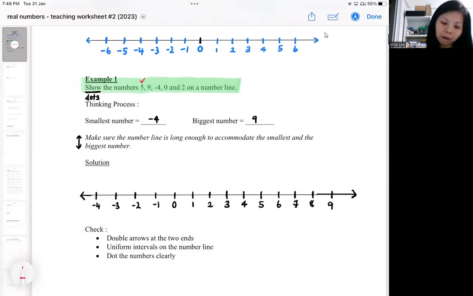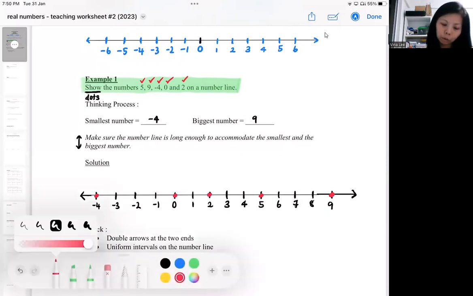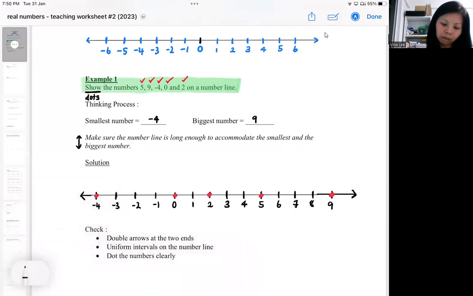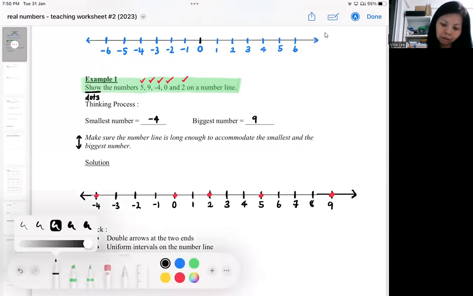So how do you show 5? You put a dot on 5. How do you show 9? 9 will be here. How do you show -4? You dot -4. How do you show 0? How do you show 2? So that's how you show. You show it with a dot, and the dot is on the number line. So typically, we do not show the dot that is above.